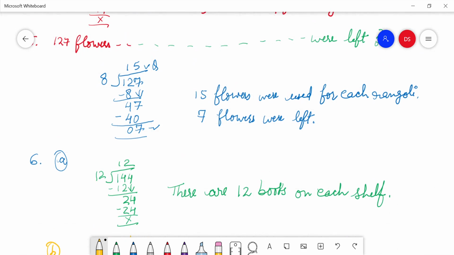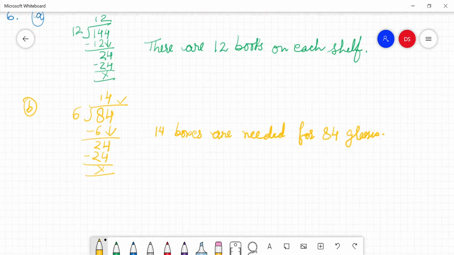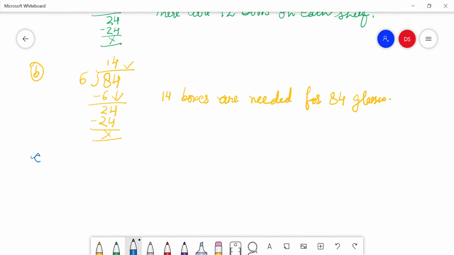Now see the question. The question is, Shri needs 315 earthen lamps to decorate his house. The lamps come in boxes of 15. How many boxes should he buy? C part. Shri needs 315 lamps to decorate his house. The lamps come in boxes of 15, which means there are 15 lamps in one box. How many boxes should he buy to get 315 lamps?